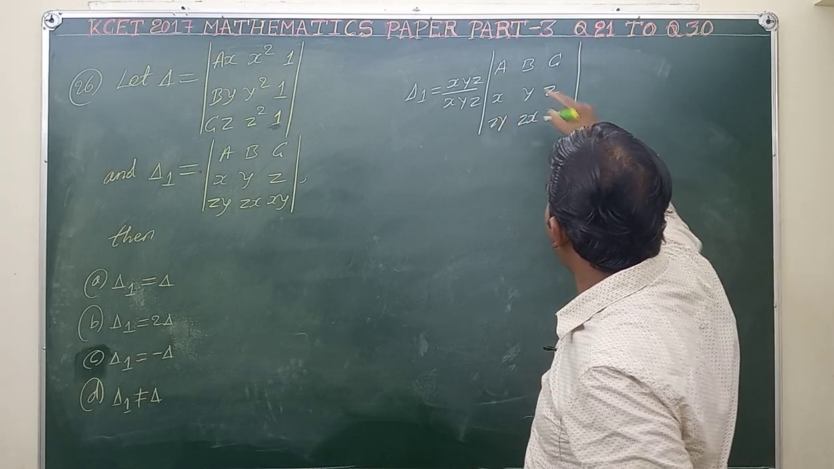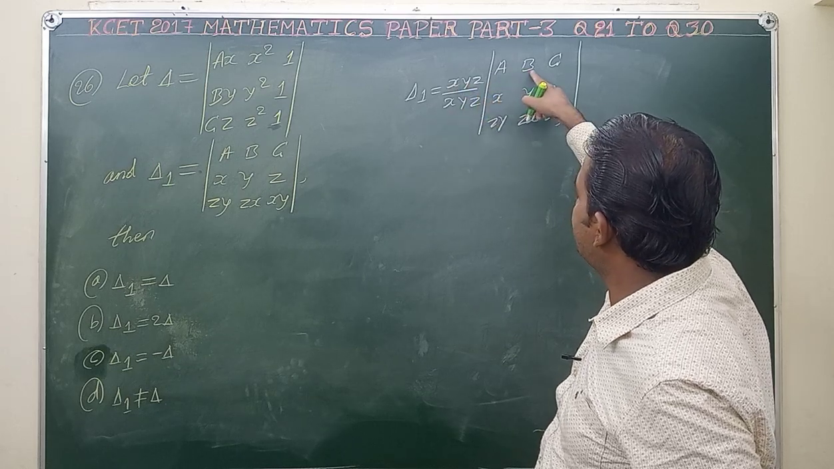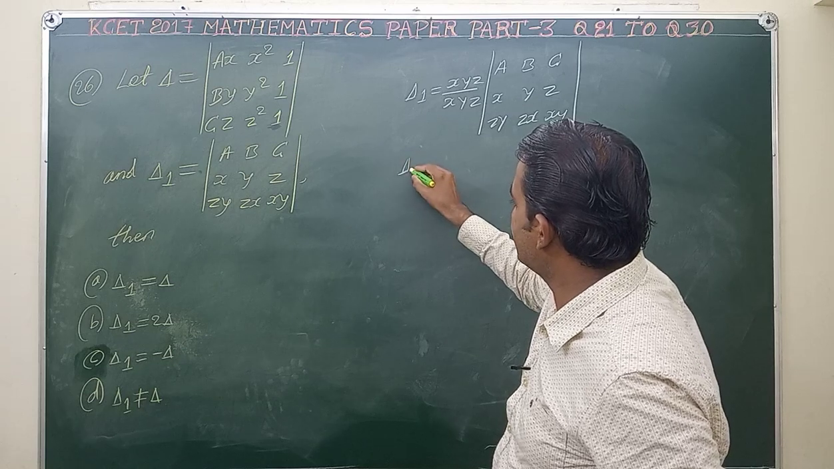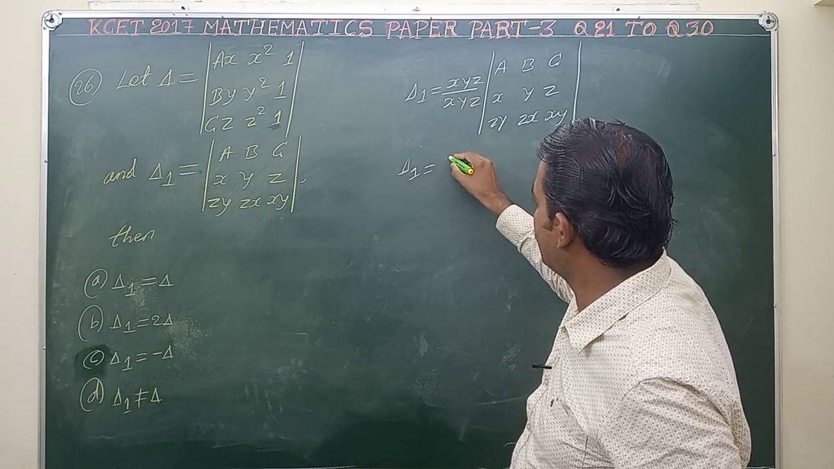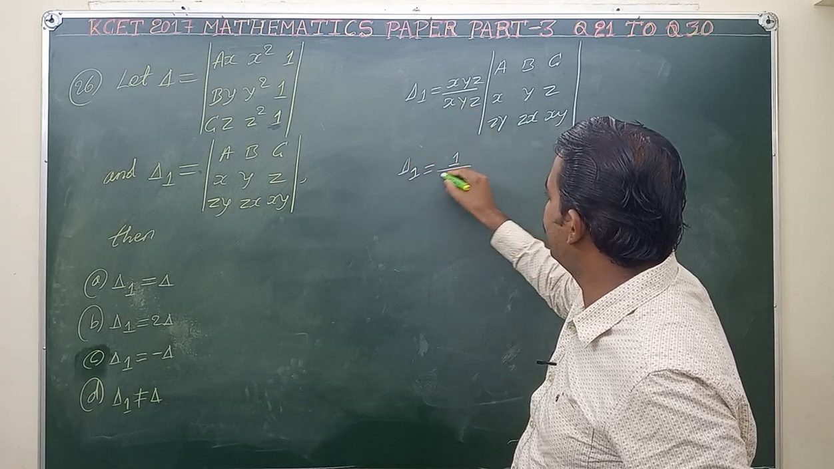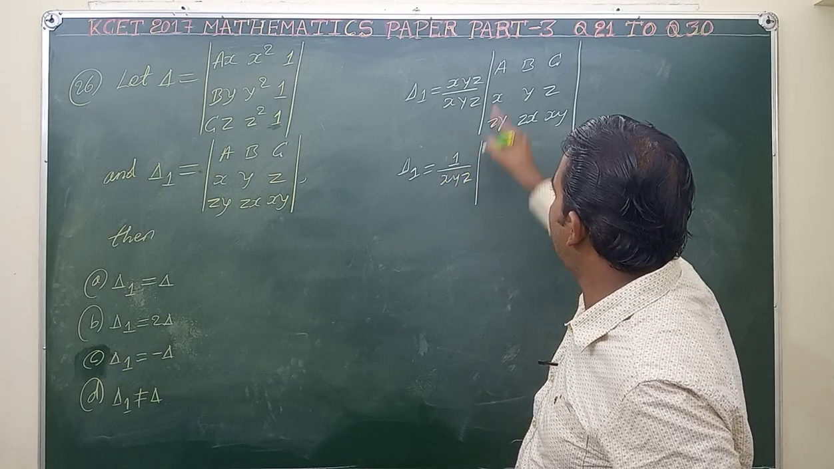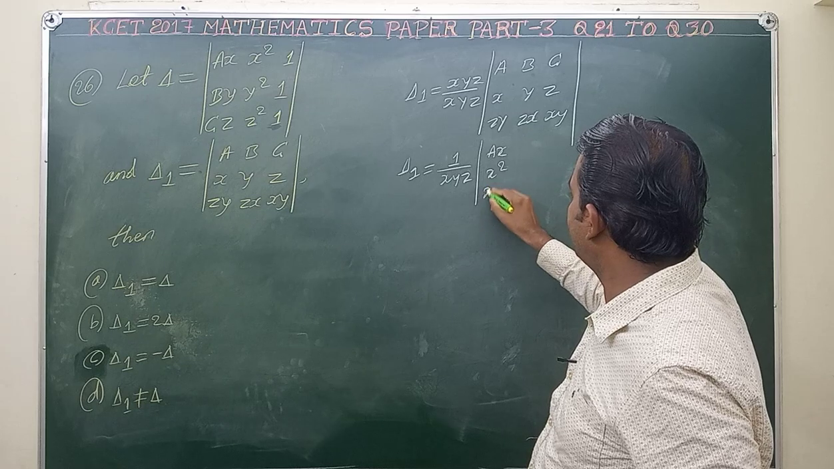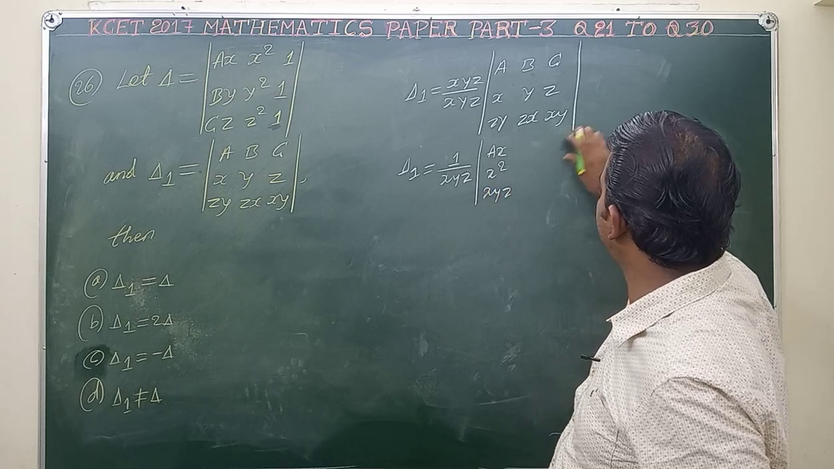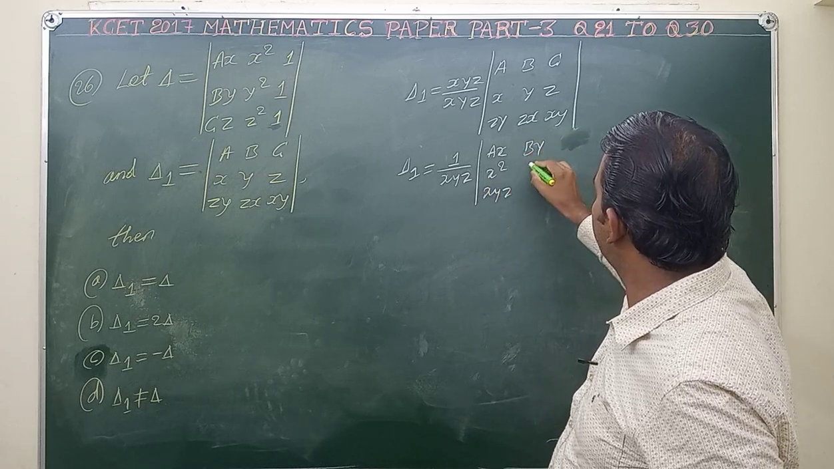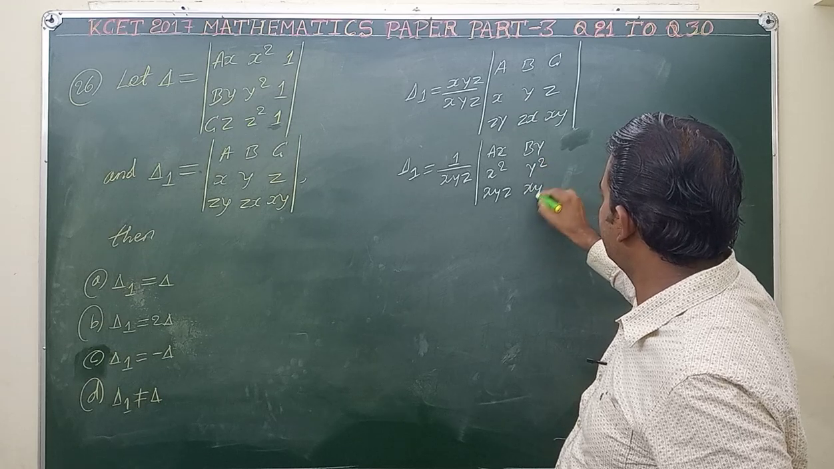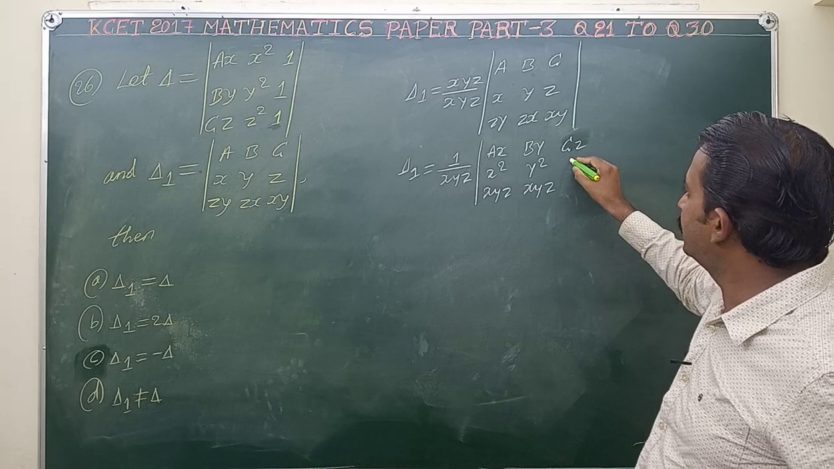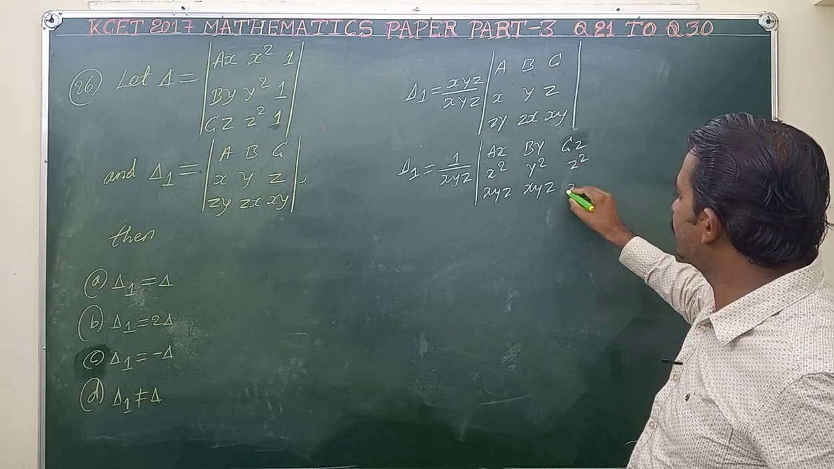So here, first column multiply by x, second column multiply by y, and third column multiply by z. In the next step, outside it remains 1 divided by x y z. First row multiplied by x, nothing but a x, x square x y z, then b y, y square x y z. Last column c z, z square x y z.